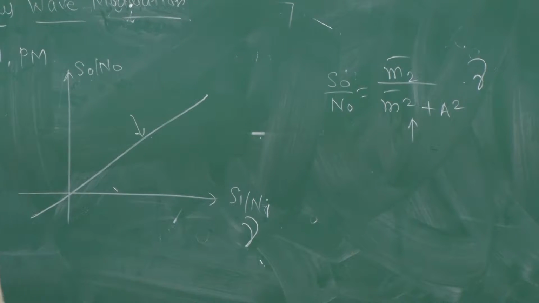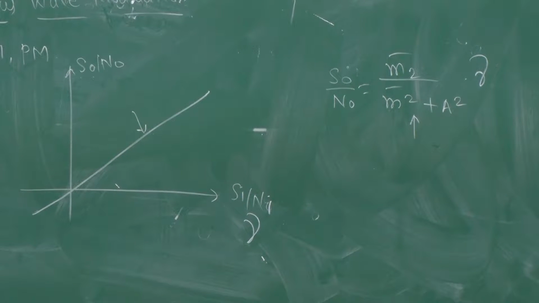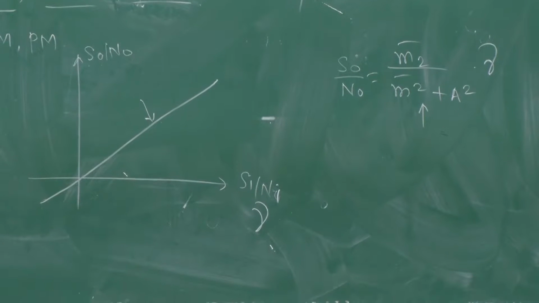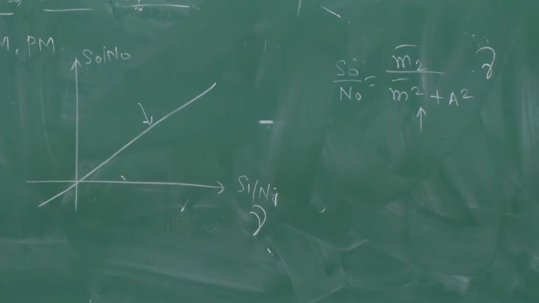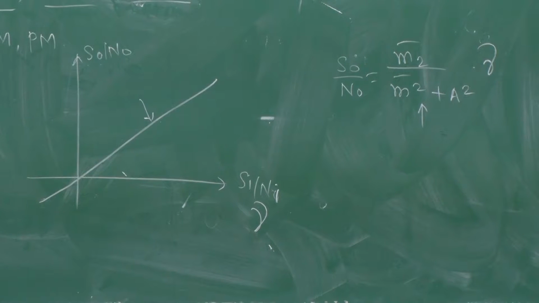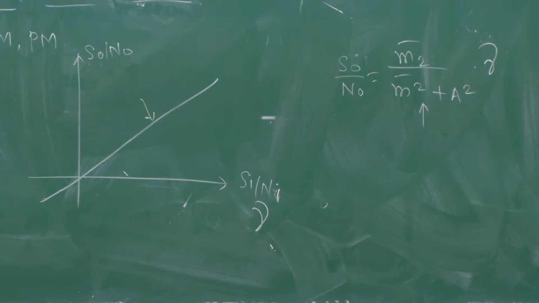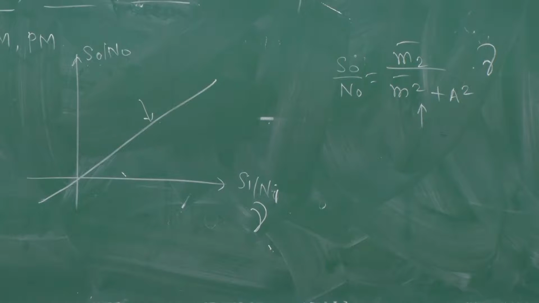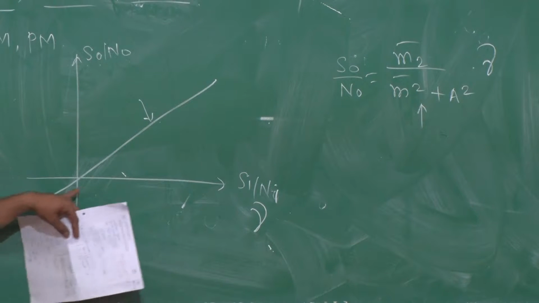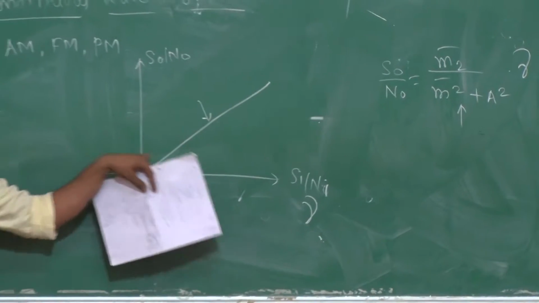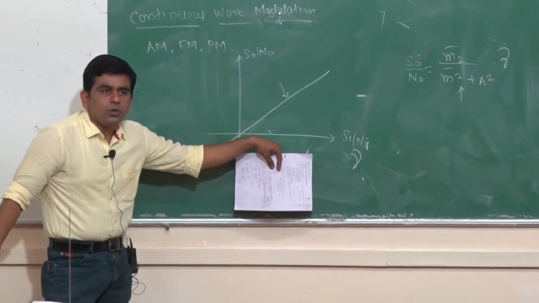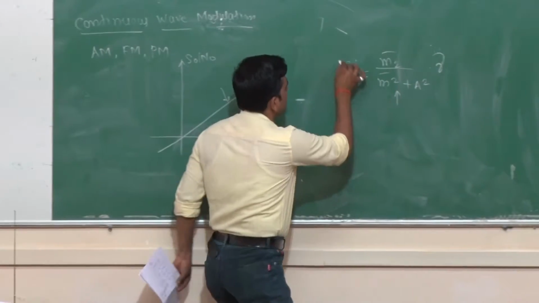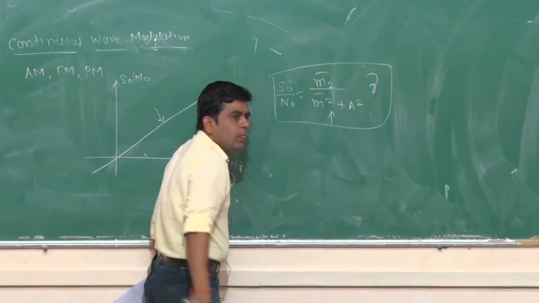m square bar is the mean square value of the message signal, and a square relates to the peak amplitude of the carrier signal. These two quantities decide the slope of this line. This line indicates the output signal to noise ratio against the input signal to noise ratio, and secondly, this is a 1-to-1 relationship for the synchronous detector.